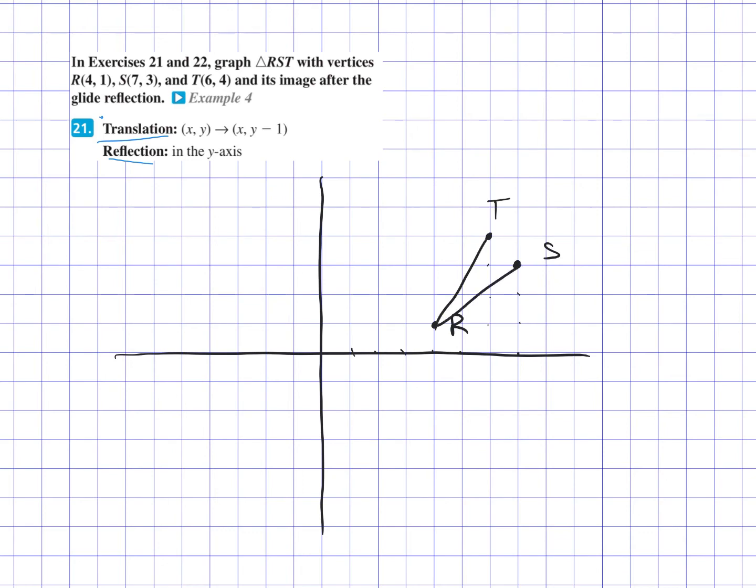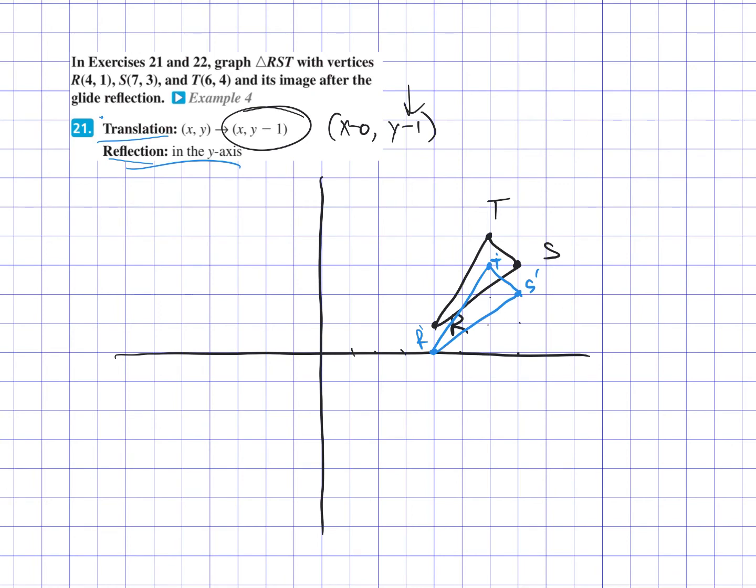So here's our triangle. First thing we're going to do is move to the left or right 0, because it's x minus 0 and y minus 1. X minus 0 is just x. So we're not moving left or right, but we are going to move down 1. So let's do blue. Move everything down 1. There's T prime, S prime, and R prime. So there's our translation down 1 unit.